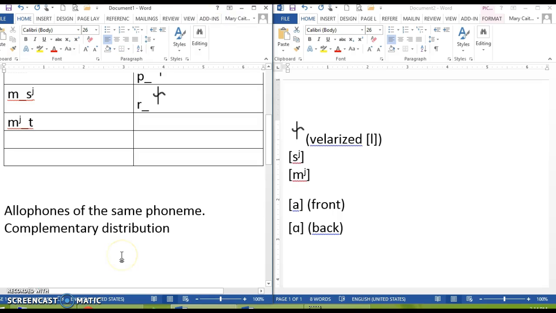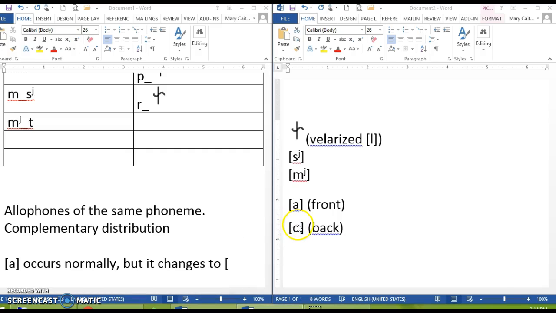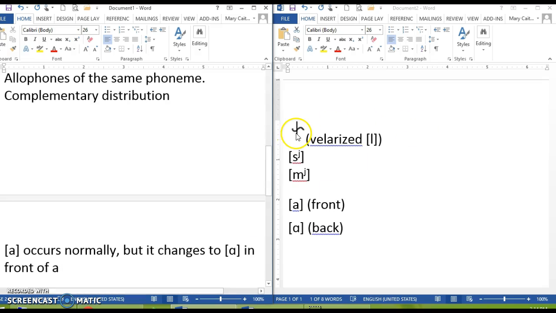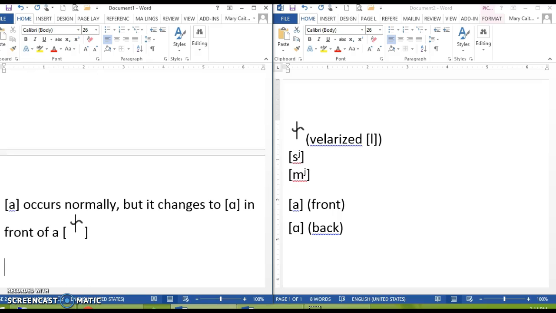So we know that front A occurs normally, but it changes to back A in front of a velarized L. You could also write it out like this: A becomes back A when it occurs before velarized L.